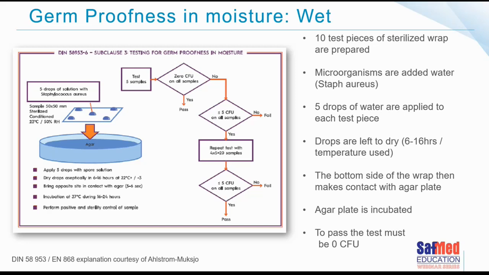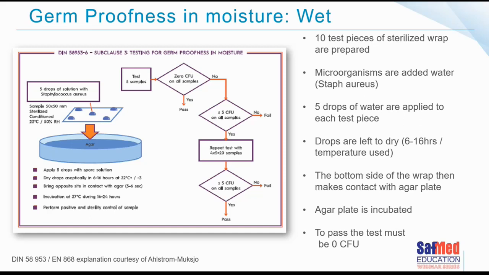Staphylococcus aureus is added to a known amount of water. 5 drops of water are then placed on top of the sterile barrier system that's now been prepared, my 10 little pieces, quite specific, 5 drops. Those drops are then left to dry, again for a designated time of between 6 to 16 hours, and that drying time will depend on the temperature that you use. It is then stored aseptically or under correct conditions. It is left for a period of time.